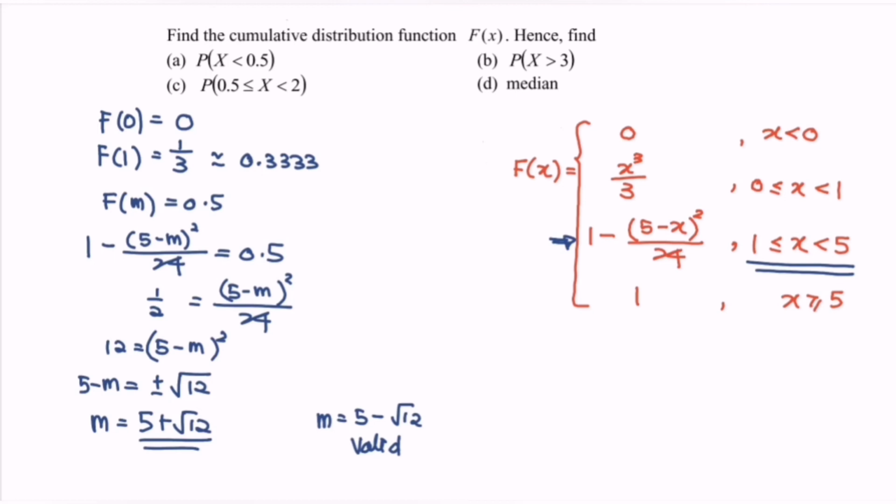So as a conclusion, the median, or the m, is equal to 5 minus 2 multiplied with square root of 3. So that will be the median.